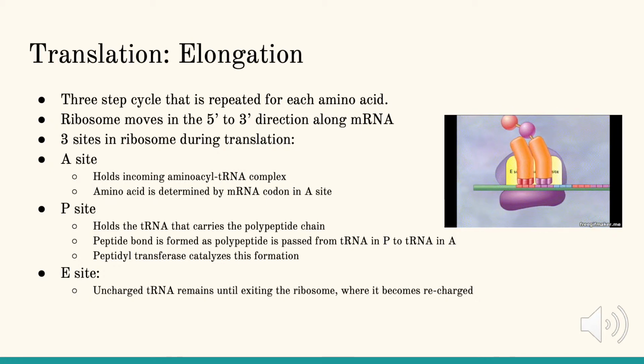The P site holds the tRNA that carries the polypeptide chain, and the peptide bond is formed as the polypeptide is passed from the tRNA in P to the tRNA in A. And the E site is where the uncharged tRNA remains until exiting the ribosome, where it becomes recharged.